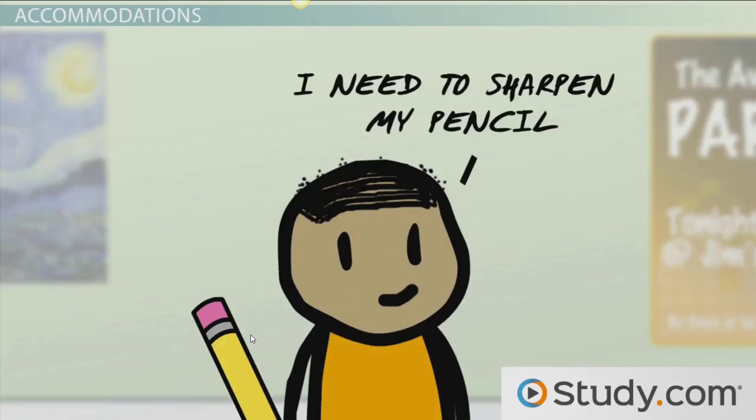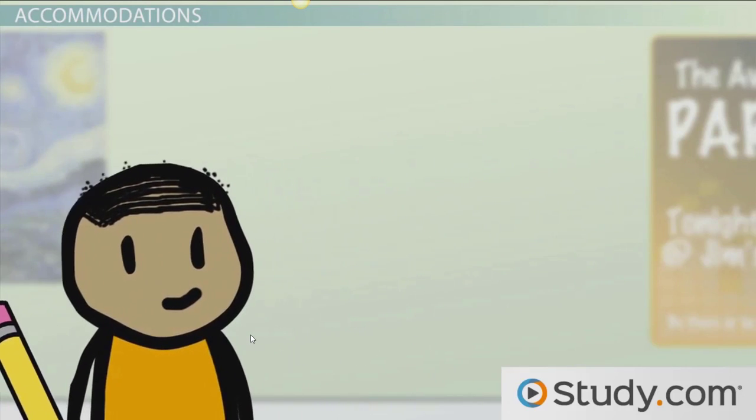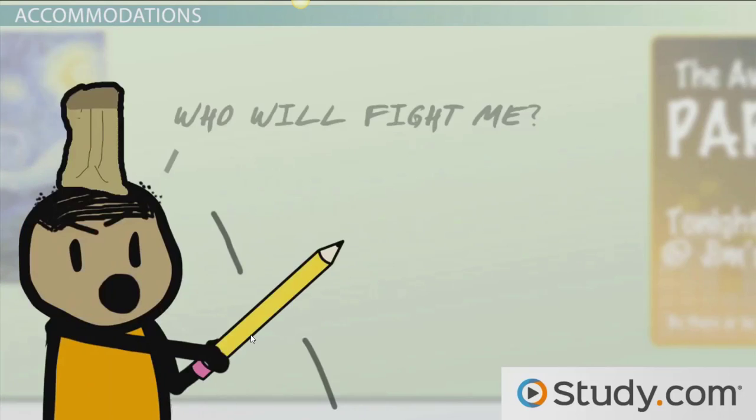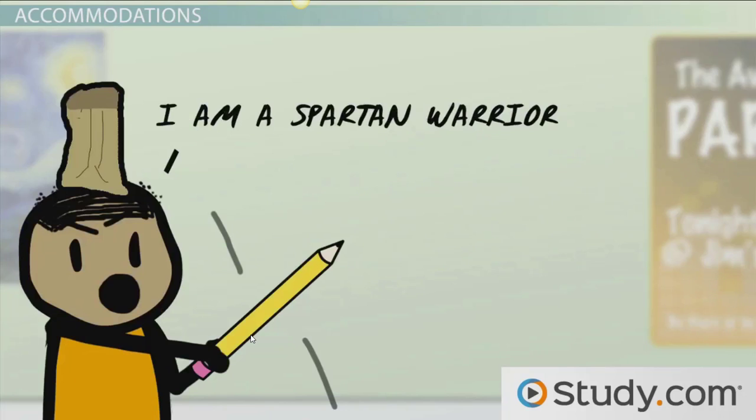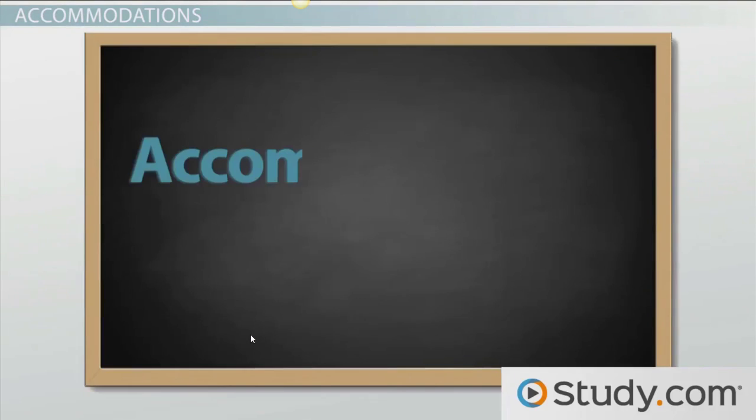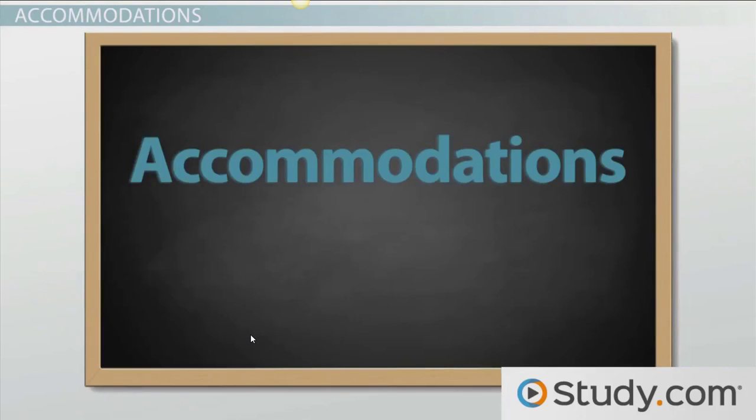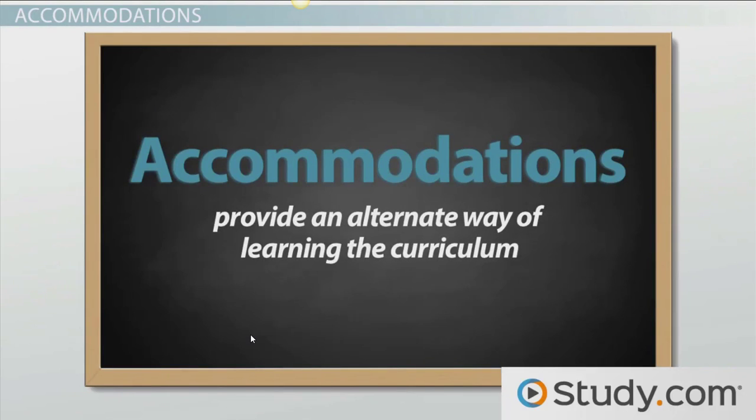If a student in your class has a learning disability, they may find it difficult to stay on task. There are two fundamental ways in which the classroom assignments can be focused to help students with special needs stay on task. The first way is through accommodations. Accommodations provide an alternate way of learning the curriculum. Accommodations do not change the curriculum, but make changes in how the information is presented.